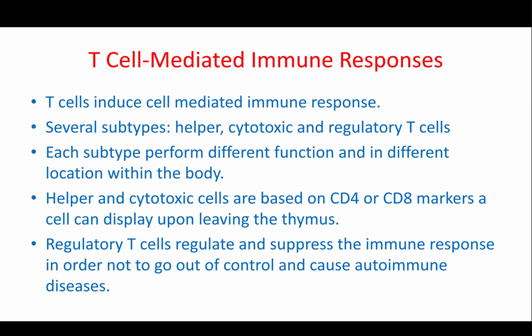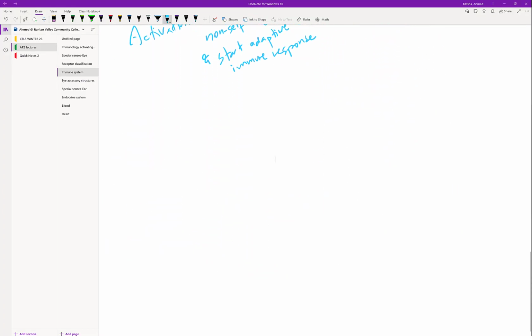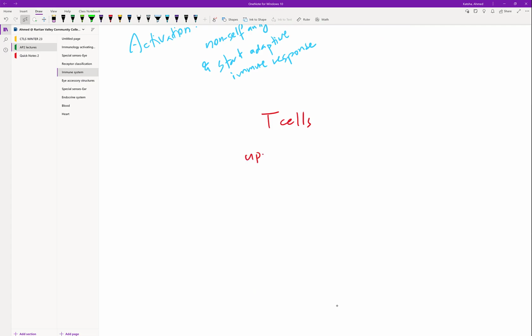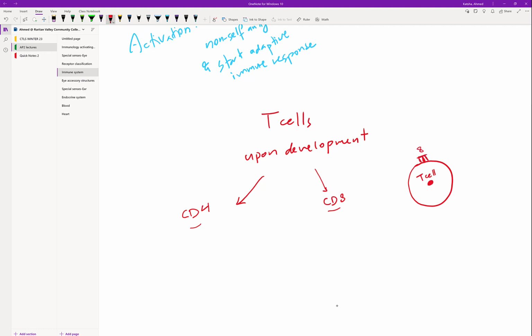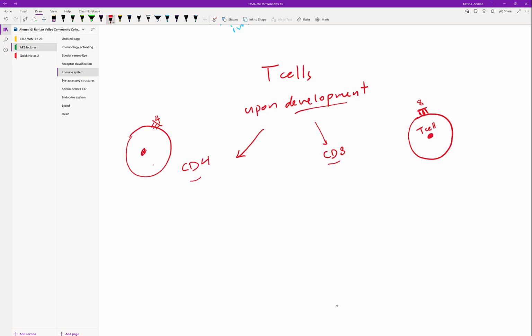Okay, so let's try to understand now more details about the T cells. For the T cells, upon production or upon development, we have two types of T cells, either a CD4 or CD8. What are those? Those are receptors on the surface of the cell. This is a T cell that might display CD8 or it might display CD4. Therefore, this will be CD4. This will be CD8. As simple as we can explain it. So that is when they are born.